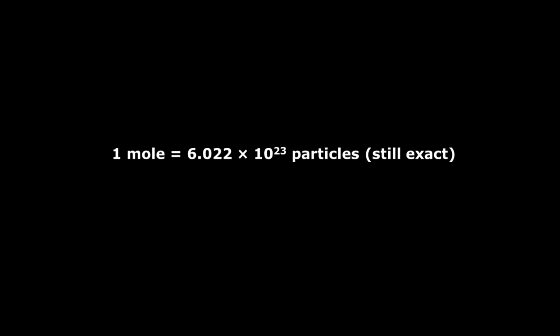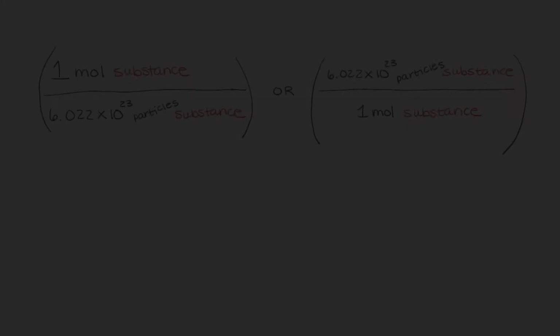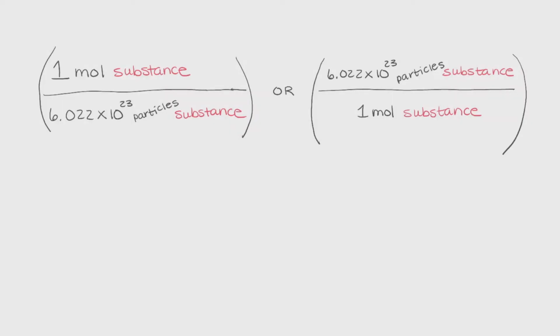So how do we use Avogadro's number? Avogadro's number is an equivalency, so we can turn this equivalency into a conversion factor. So the conversion factor will either look like 1 mole of substance over 6.022 times 10 to the 23rd particles of substance, or 6.022 times 10 to the 23rd particles of substance over 1 mole of substance.